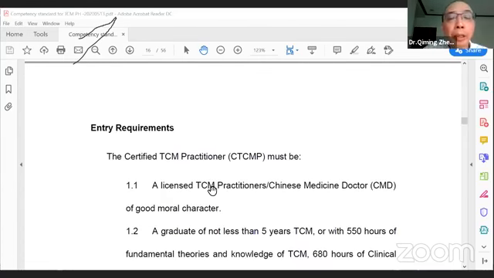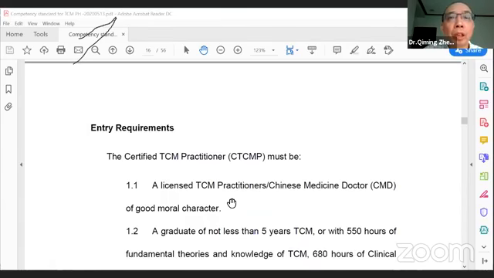As for Chinese medicine right now in China, they have at least a five-year curriculum to be a Chinese medicine doctor. So we try to consider the reality in the Philippines. We make two options.